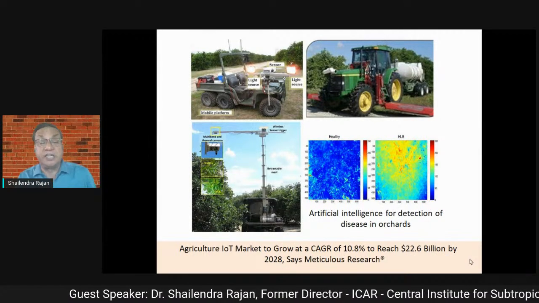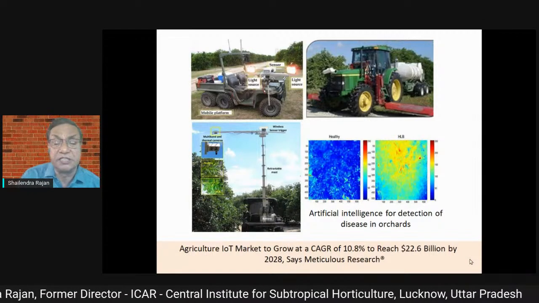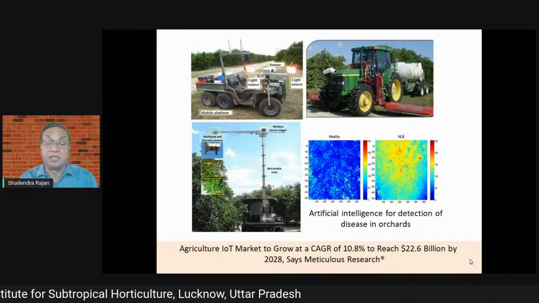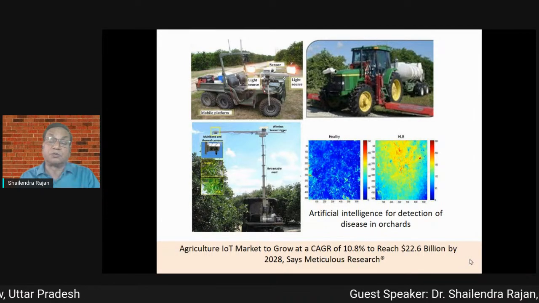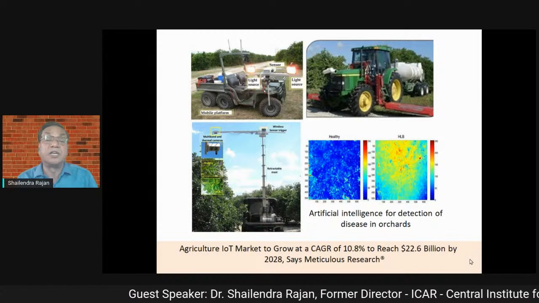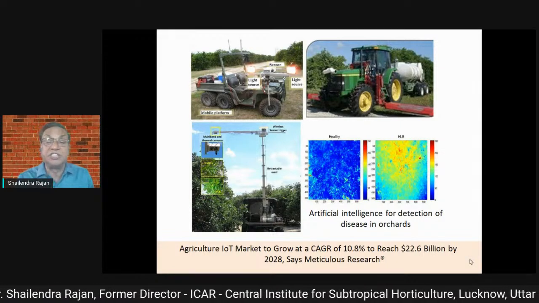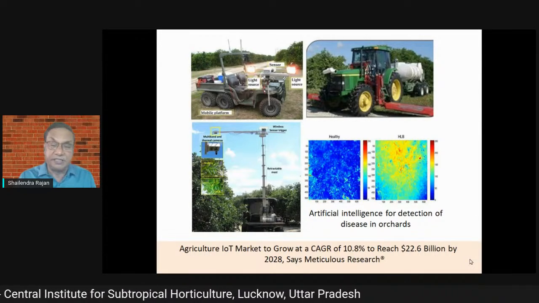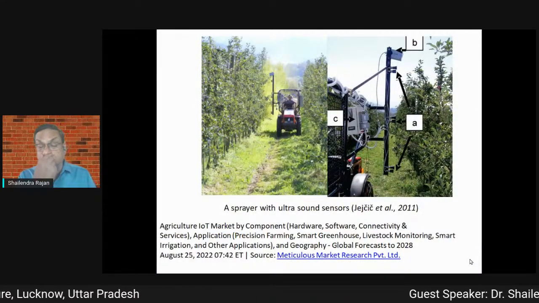Then artificial intelligence is coming in a big way, where the agriculture IoT has a very high growth rate, about 10.8%, and it will reach about 2.6 billion by 2028. This is somewhat of a prediction, and IoT is being assisted by several hardwares, equipments, machines, and artificial intelligence is required particularly for detection of diseases, or many areas are there where IoT is being involved.